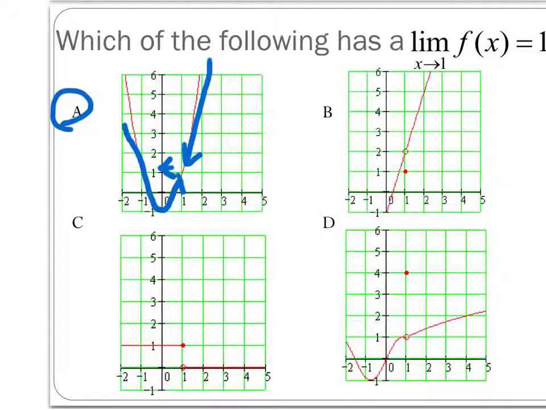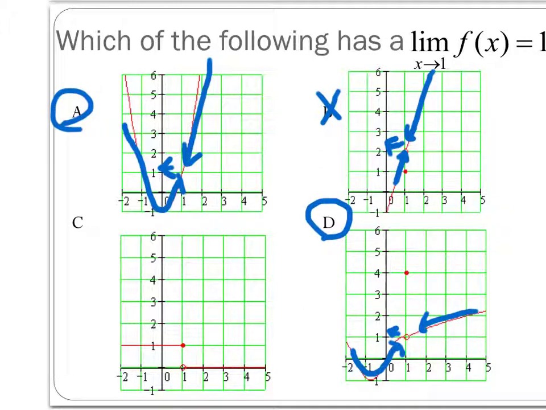Okay, now we look at B. You notice, again, we trace from both sides, but in this case, it gets closer and closer to the y value of 2. So this is not what we're looking for. We had looked at from the previous example that C is a graph in which the limit does not exist, so we know that can't be the answer. But if we look at D now, again, tracing from both sides, we can see that the graph as x approaches 1 actually approaches the y value 1. And the y value is 1. So again, in this case, there's actually two graphs that have the same answer.